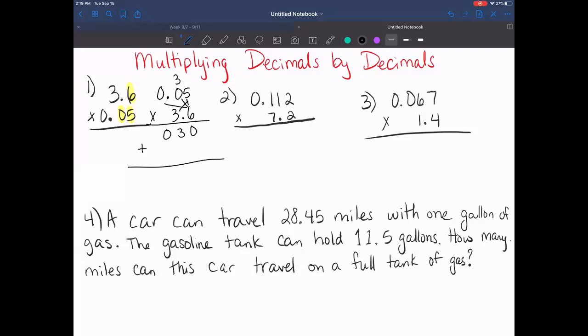You forgot the 0. I did forget the 0. And I forgot to change my color again. I'm always forgetting that one. All right. So I put my 0 in. And now 3 times 5 is what?